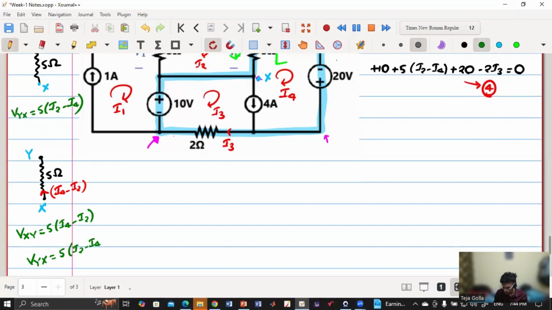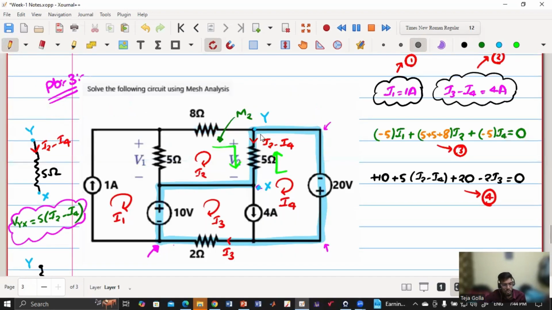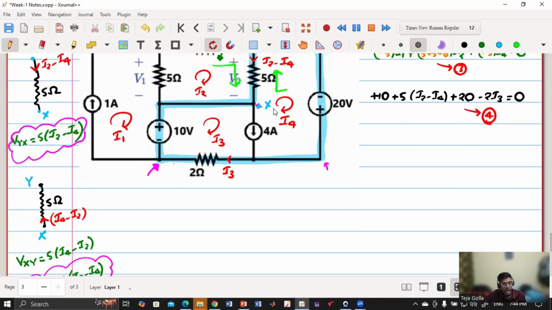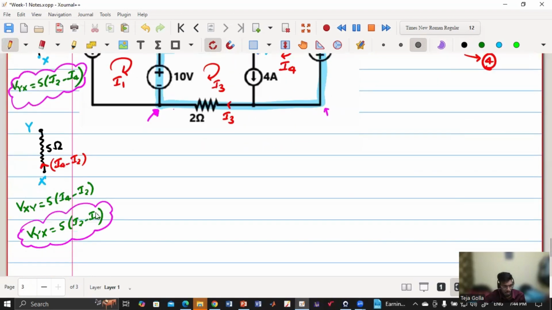Okay, which can also be written like this. So now if you see, both are the same, right? And both will be the same. So now what I have done, I am going from point X to point Y, so I am going to a higher potential. So here 5 into I2 minus I4, here 5 into I2 minus I4.